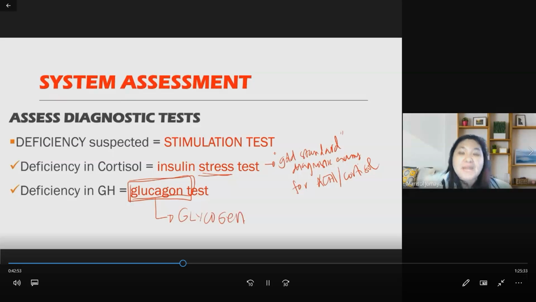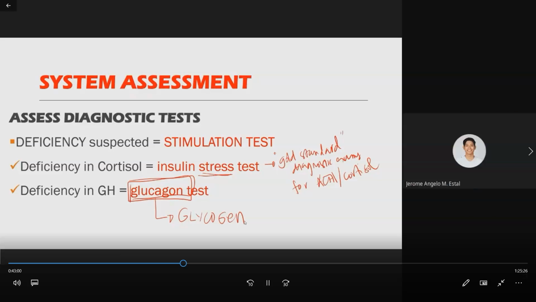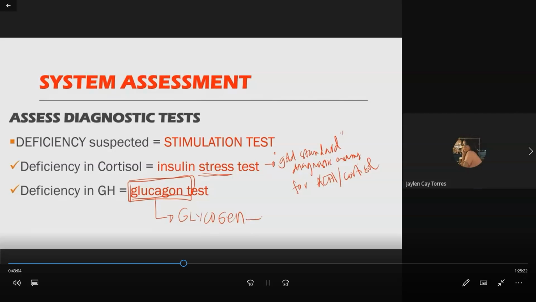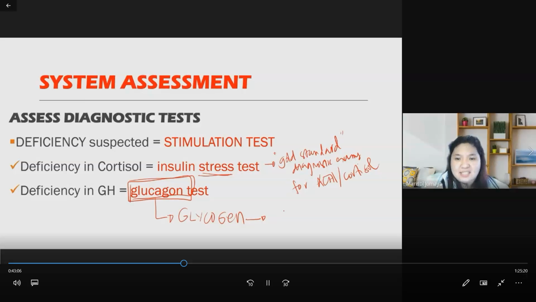Pero para maging sugar si glycogen, anong process ang tawag doon? So that your glycogen will be converted to sugar, it will have to undergo... Glycogenolysis. Yes, there you go. Very good. Nakalimutan nyo na ata itong mga to eh. Kasi lysis of your glycogen. Okay, and the end product of that is actually your glucose.